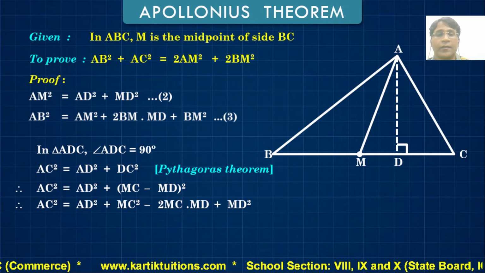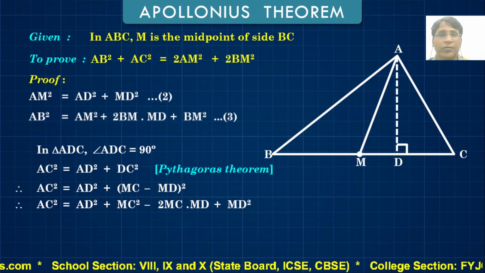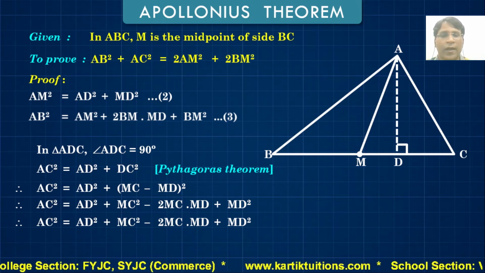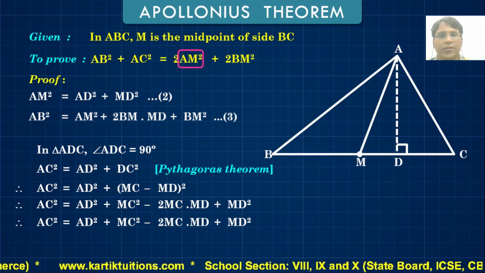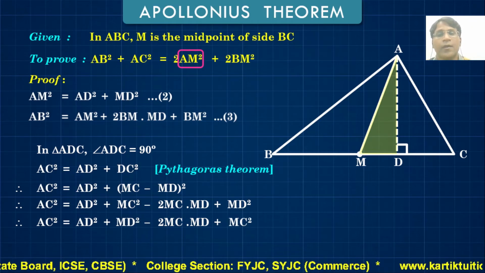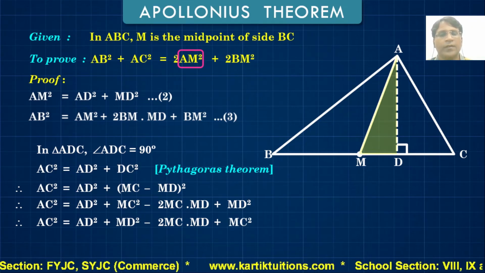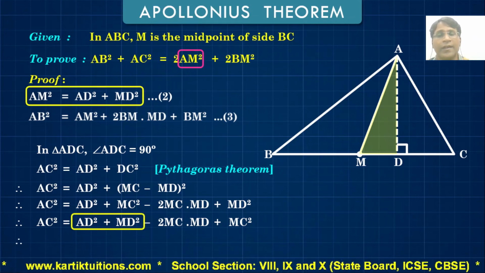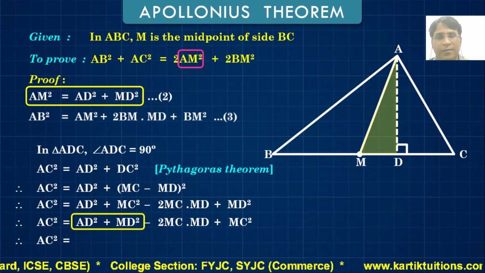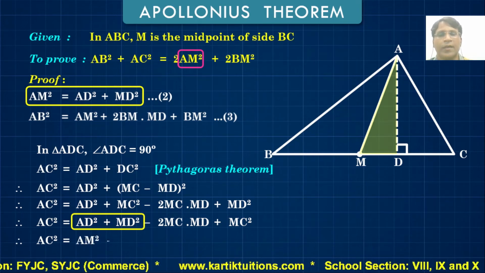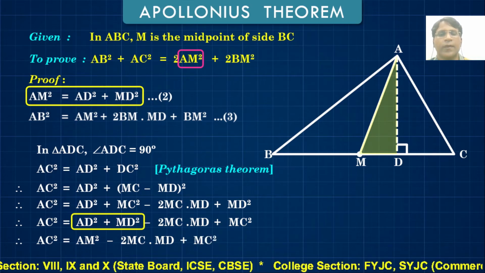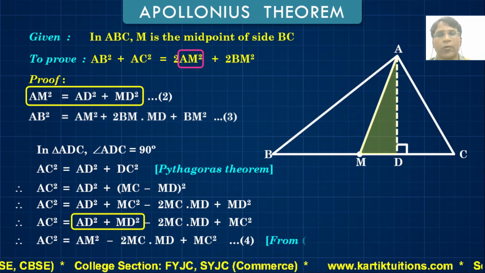Now again see, I want AM square, तो हम लोग रीअरेंज करेंगे टर्म्स को. MC square और MD square की जगह इंटरचेंज कर दो, तो it will become AD square plus MD square minus 2MC into MD plus MC square. Now AD square plus MD square can be written as AM square, so we get AC square is equals to AM square minus 2MC into MD plus MC square. That is the equation number 4.